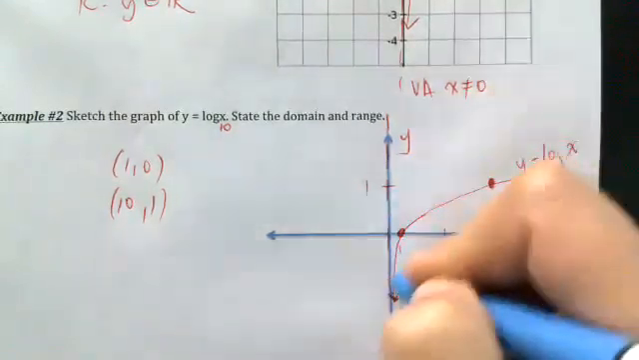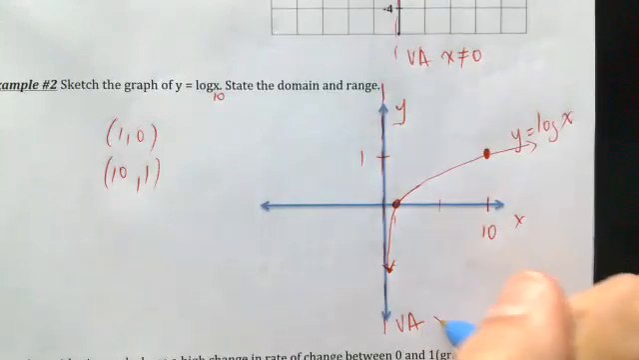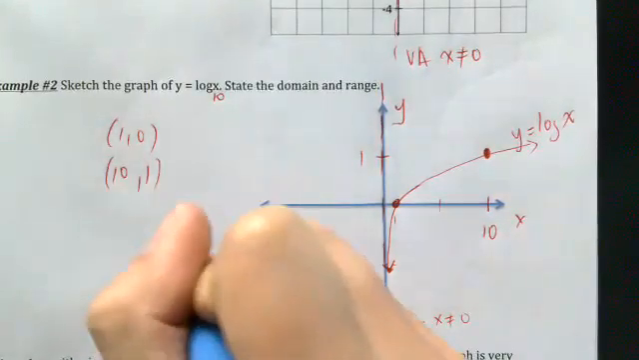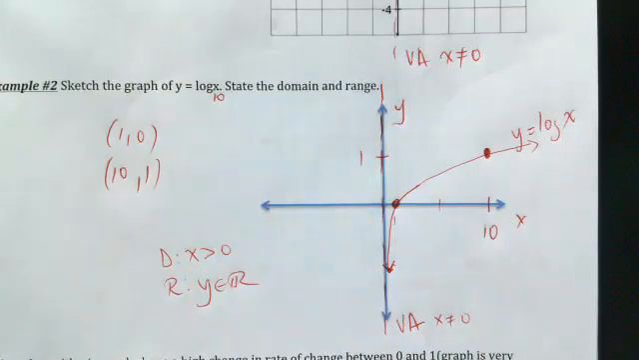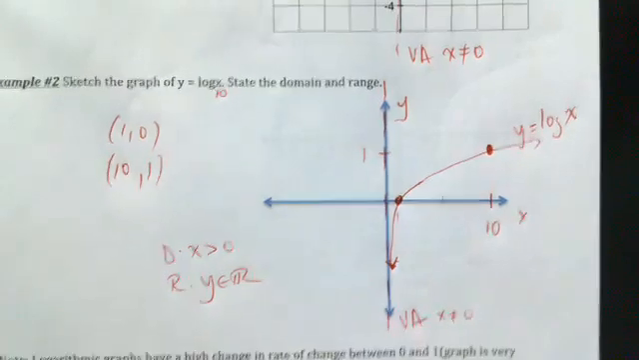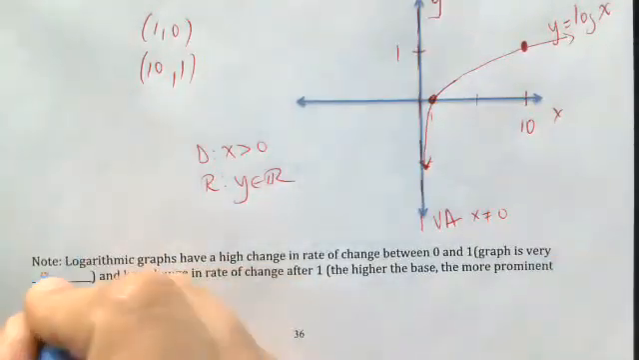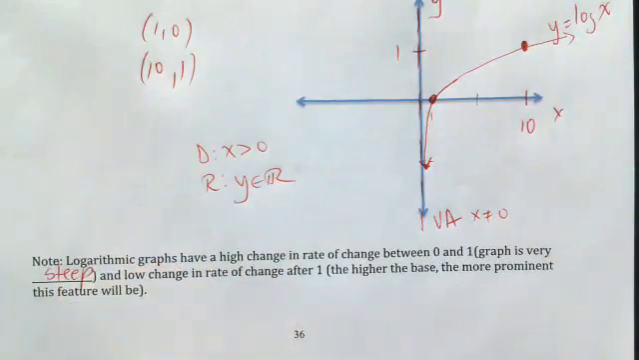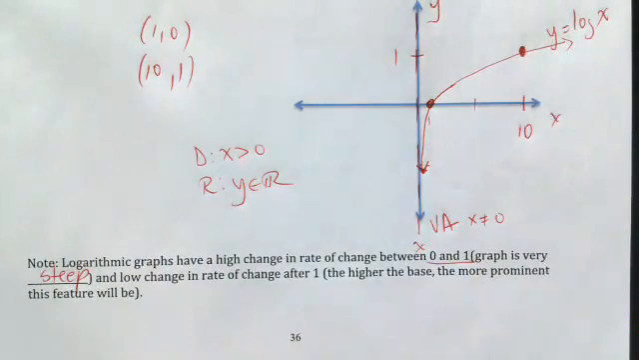And then we have our vertical axis. Let's fill in here that the graph is very steep. That's all I wanted you to have there. In between 0 and 1 for x, right, it's very steep, and then after 1, the rate of change is lower.